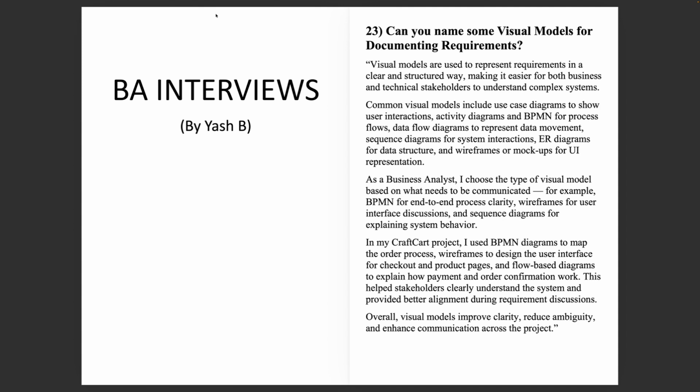So I hope you guys are clear with the visual models for documenting requirements. Remember the visual models which are common, which are BPMN, DFDs, ER diagrams, use case diagrams, flow charts, wireframes or mockups, and sequence diagrams.